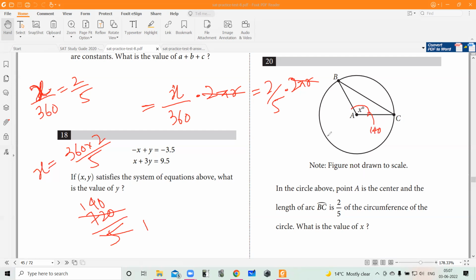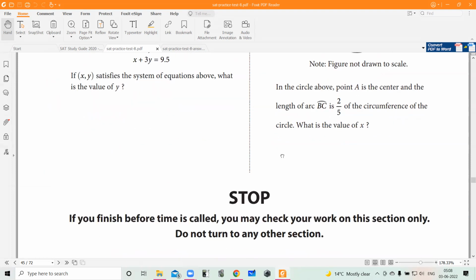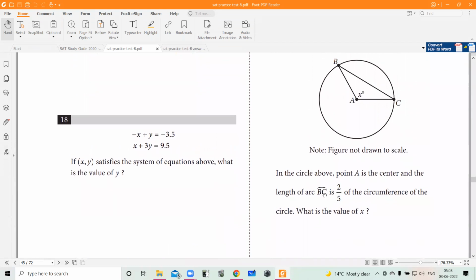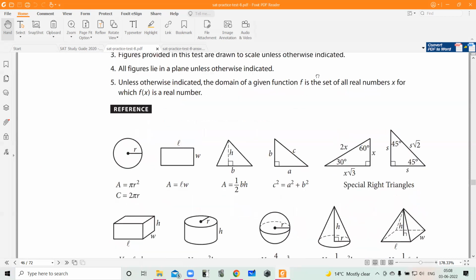But are you clear about this completely? Yeah, I get this. And to get the area of the sector, it's x over 360 times pi r squared. Correct.